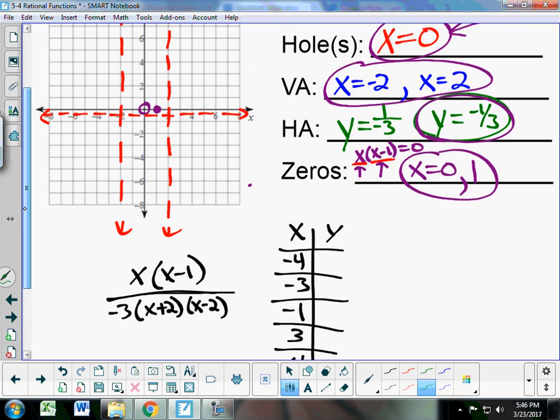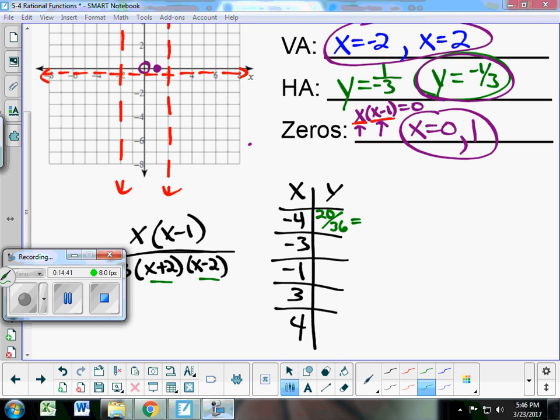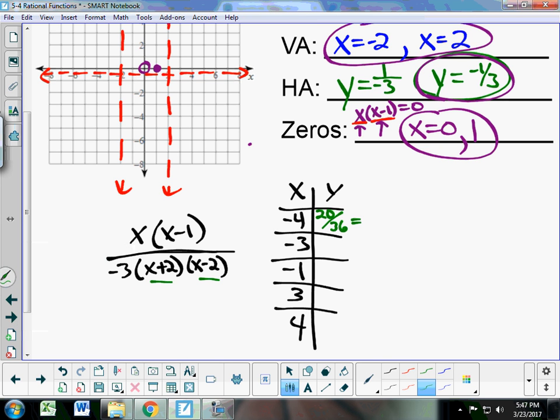Plugging in -4, we would get -4 times -5, so that would be 20 on top, divided by -2 times -6, that would be -12 times -3 is 36. Alright, so that's going to be some decimal value. It's going to be over a half. Okay, let's see here. Alright, I'm embarrassed to admit I grabbed a calculator. But anyway, this is about equal to 0.56.